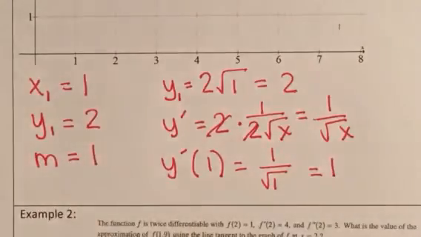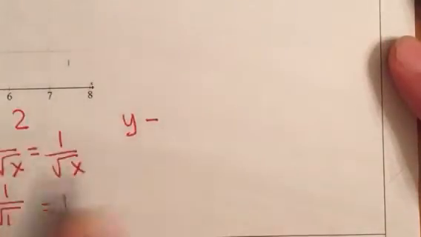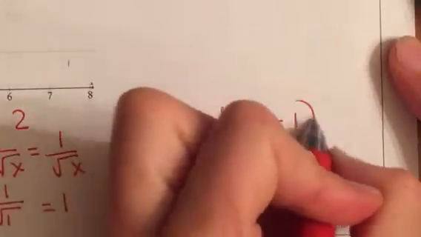Okay, plugging our input into our derivative, we get 1 over root 1, so our slope of our tangent line is 1. Now we're going to use that information we just found and write our tangent line equation. So we have y minus 2 equals 1 times the quantity x minus 1.